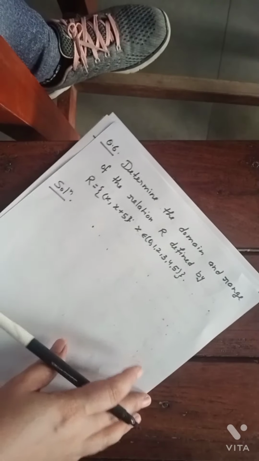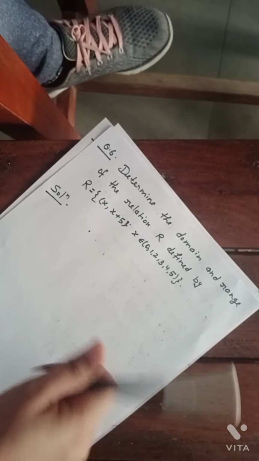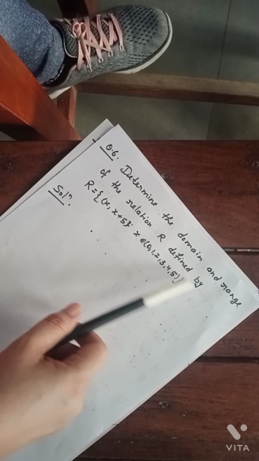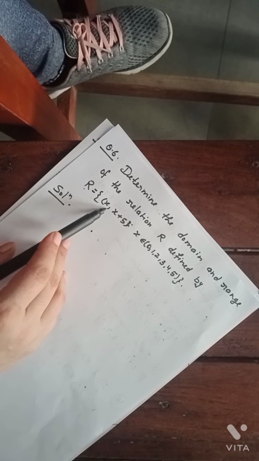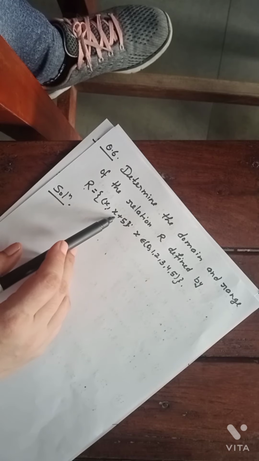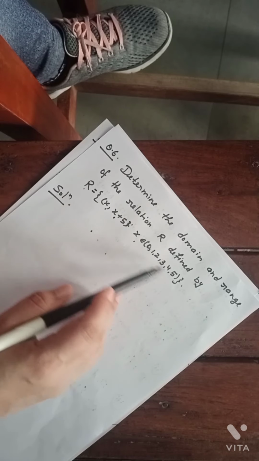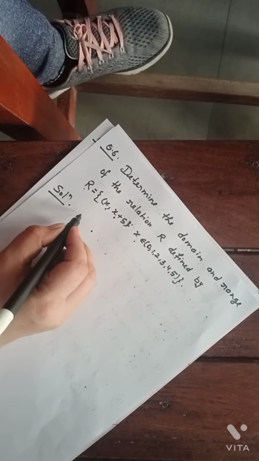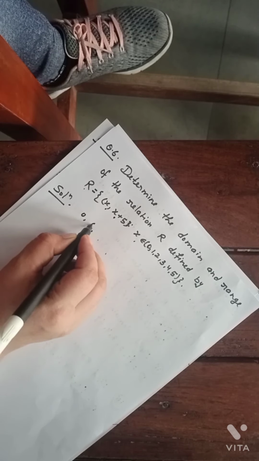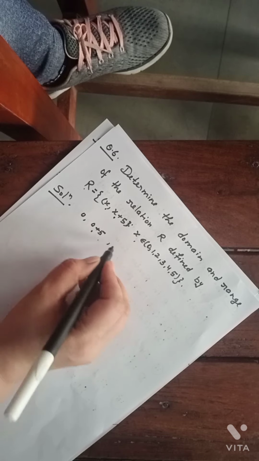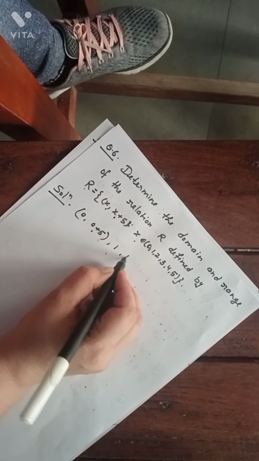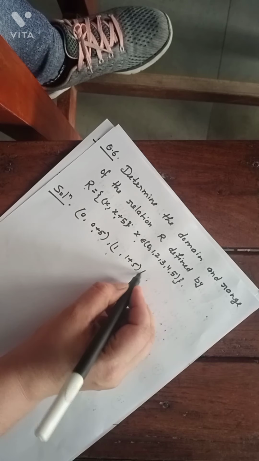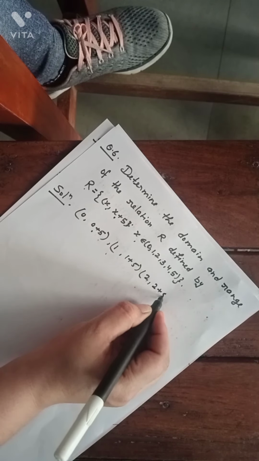Okay, now we move on to question number 6. Determine the domain and range of the relation R defined by: the first element is x, the second element is x plus 5, and x belongs to 0 to 5. Okay, so if we take 0, then the second element is 0 plus 5. If we take 1, then the second element is 1 plus 5. If we take 2, then the second element is 2 plus 5.